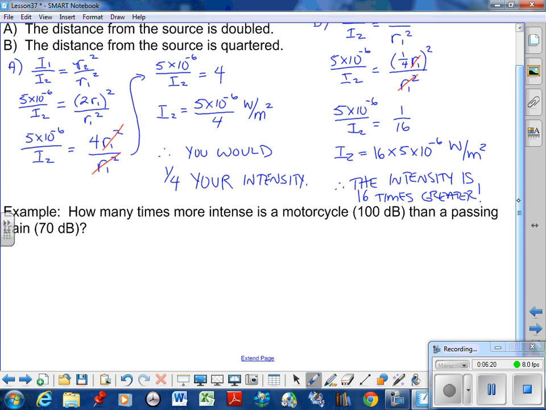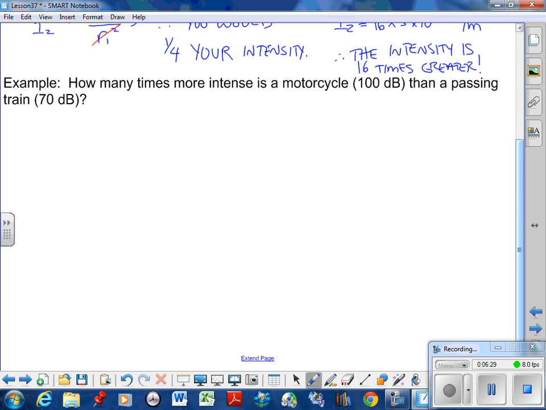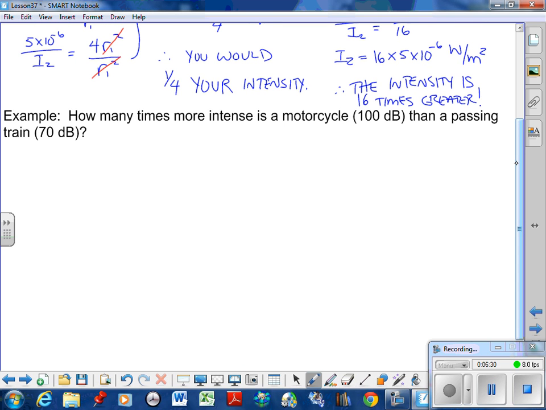Okay, next example. How many times more intense is a motorcycle, 100 decibels, than a passing train of 70 decibels? Okay, so how many times more intense? Well, we know the change in decibels is 100 minus 70. So 30 decibels. How many more times intense?